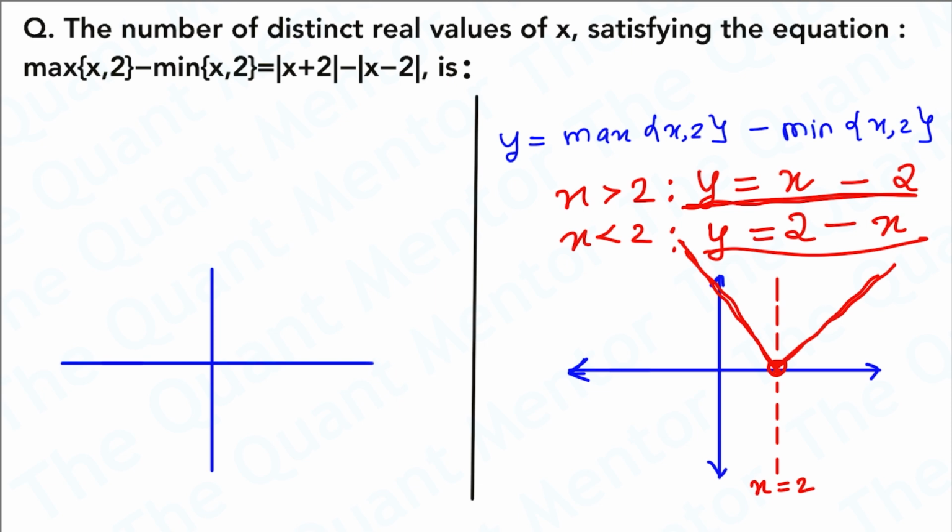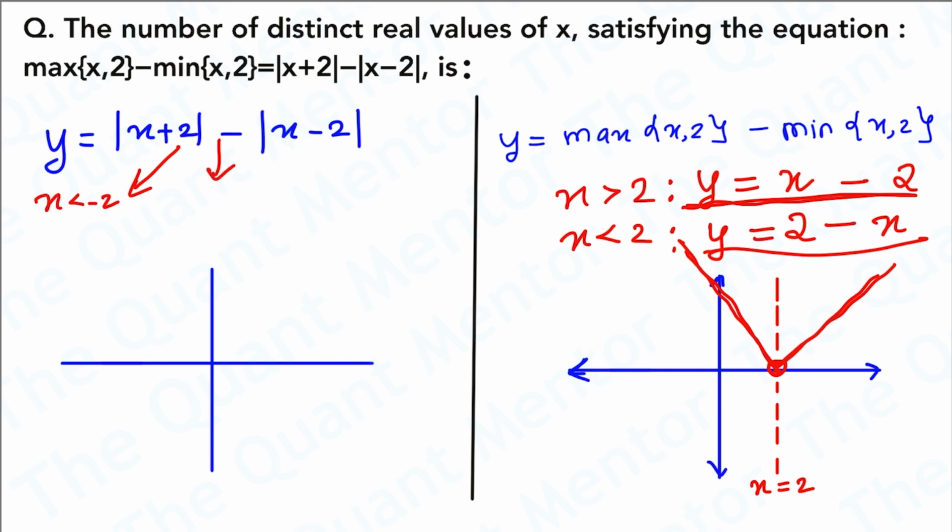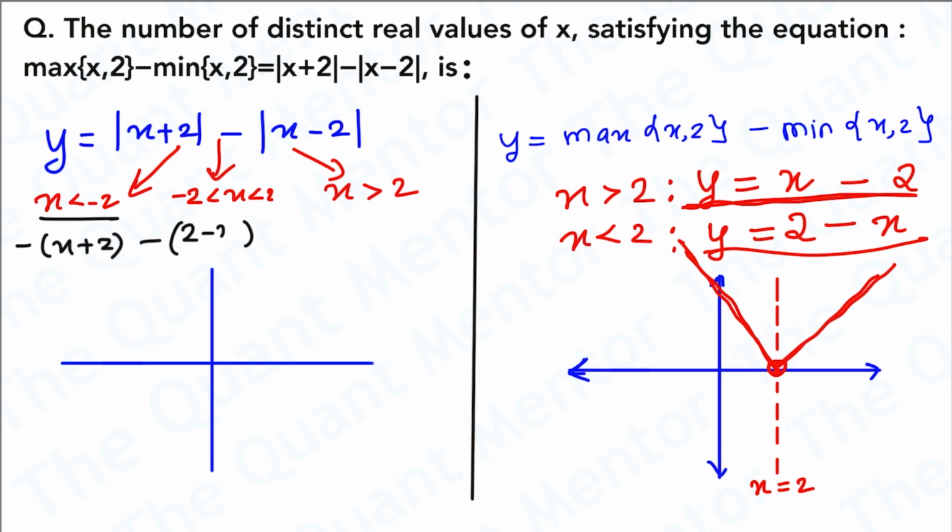The right hand side of the given equation is mod of x plus 2 minus mod of x minus 2. So I am required to plot the graph y is equal to mod of x plus 2 minus mod of x minus 2. Here I will have to take three possibilities: first, when x is less than minus 2; second, when x is between minus 2 and plus 2; and third, when x is greater than 2. When x is less than minus 2, it is by default less than 2 also, so both the mods give negative outputs. Mod of x plus 2 will be minus of x plus 2, minus mod of x minus 2 will be minus of x minus 2, or 2 minus x.